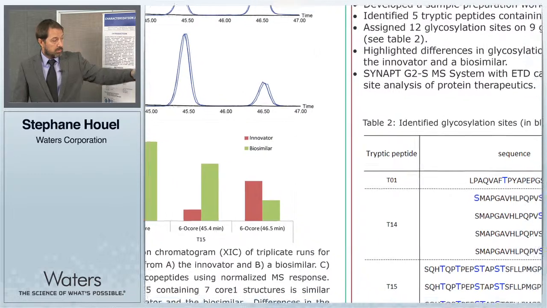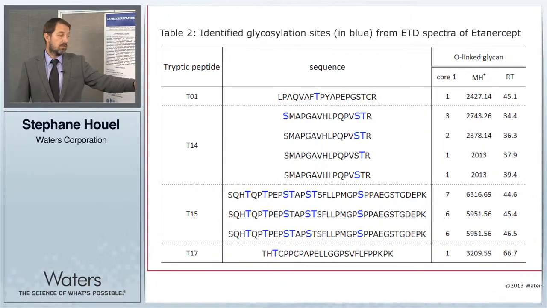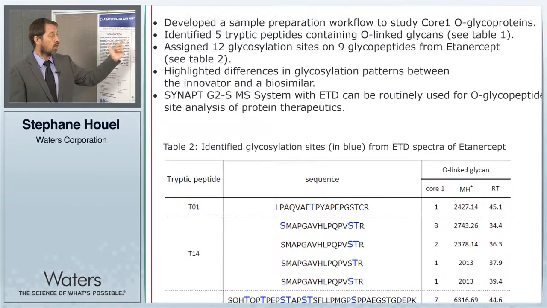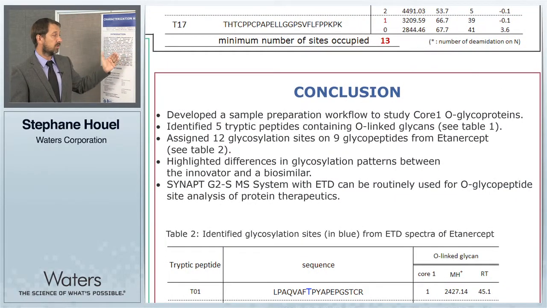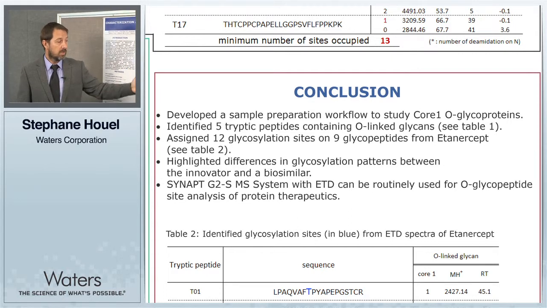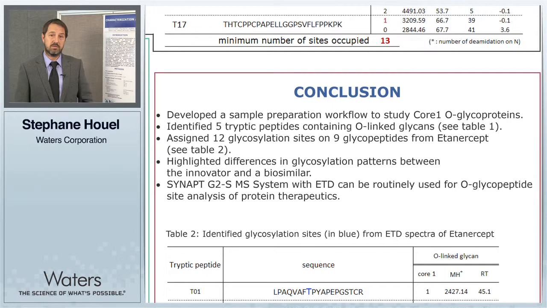On table 2, just below the conclusion, I give you all of the sites that were identified, and we can do the same type of comparison of the intensity between the innovator and the biosimilar. So in conclusion, we designed a workflow that helps us to target some glycopeptides and to analyze the O-linked glycopeptides that are usually very difficult to do. And then we used a SYNAPT G2-S with ETD capability, and we successfully accomplished our goal. Thank you very much.